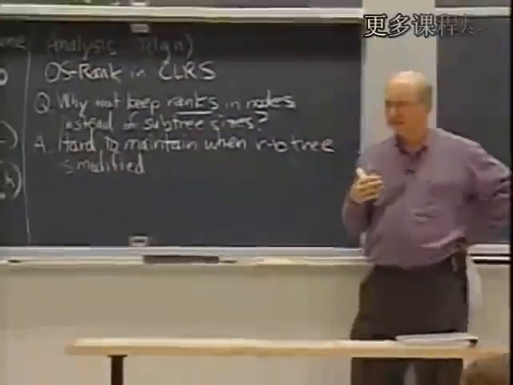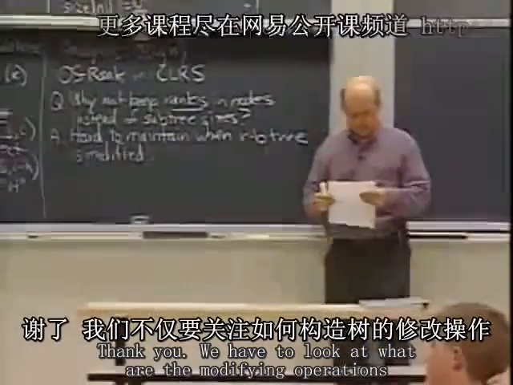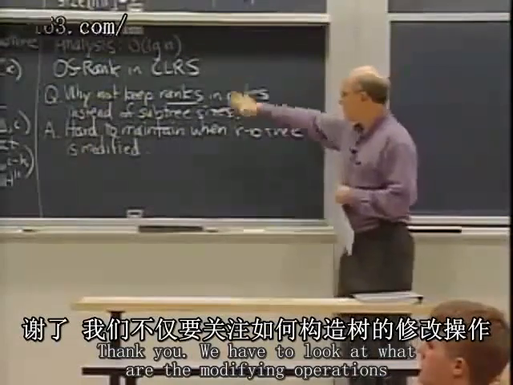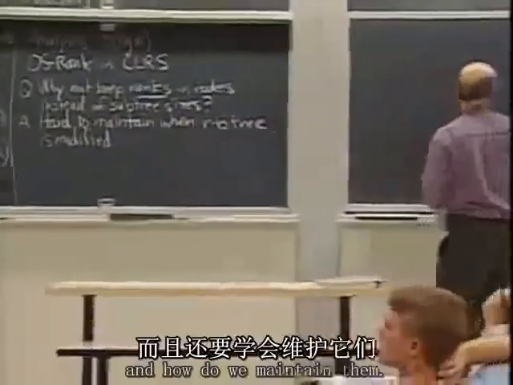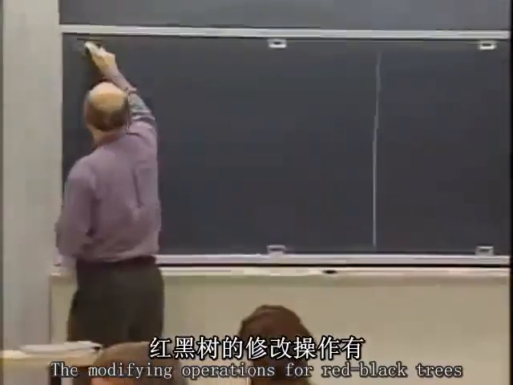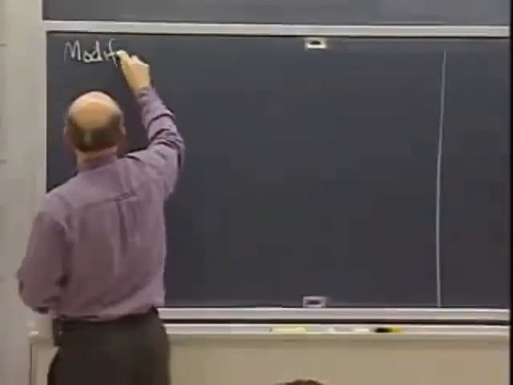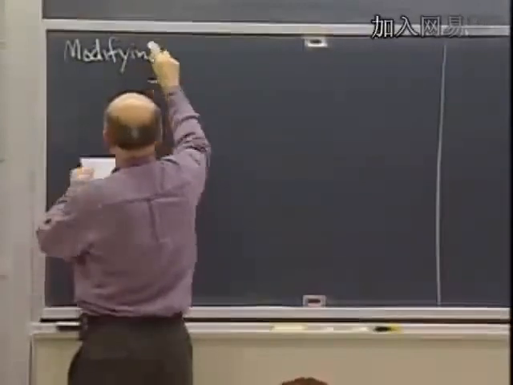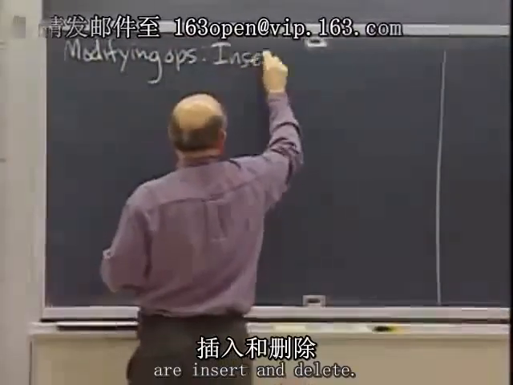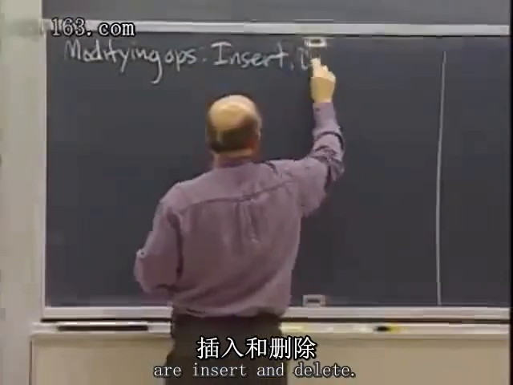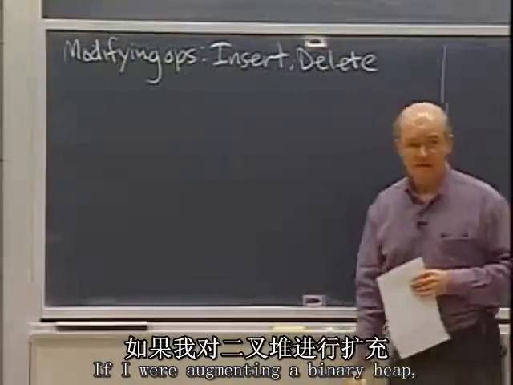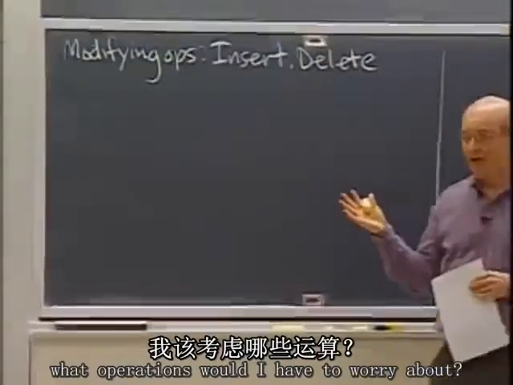Thank you. Okay. So we have to look at what the modifying operations are and how we maintain them. So the modifying operations for red-black trees are insert and delete. If I were augmenting a binary heap, what operations would I have to worry about?